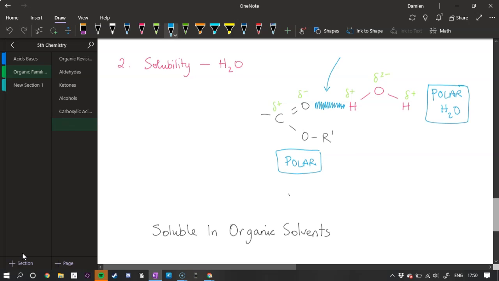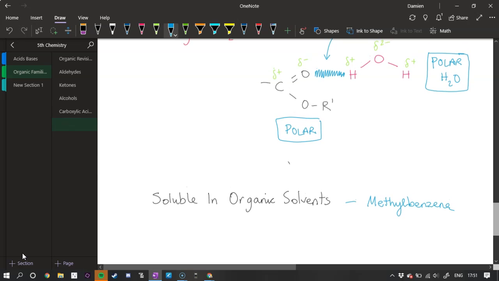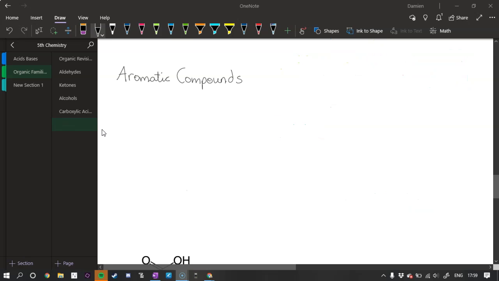In terms of organic solvents, esters are also soluble in organic solvents such as methylbenzene, and that's the main organic solvent that we compare it to. We'll be talking more about organic solvents in a few chapters' time. That pretty much finishes esters. There's a couple of things about esters in terms of how they're formed, but we'll be looking at those sorts of reactions at a later stage. So the final section that we're going to look at is aromatic compounds.